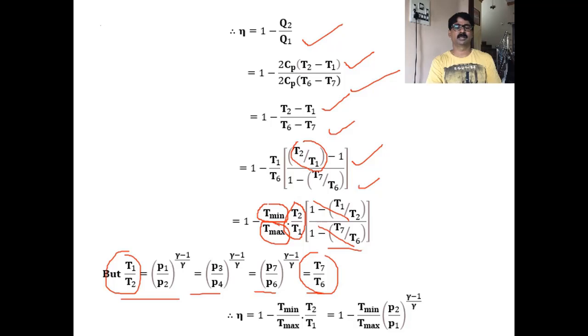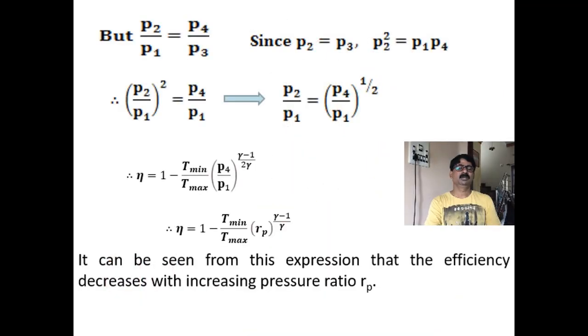So therefore you will get efficiency as 1 minus (T min by T max) into T2 by T1, but T2 by T1 you can write as (P2 by P1) to the power (gamma minus 1) by gamma. So this is the expression for this idealized cycle in terms of maximum temperature, minimum temperature and the pressure ratio.